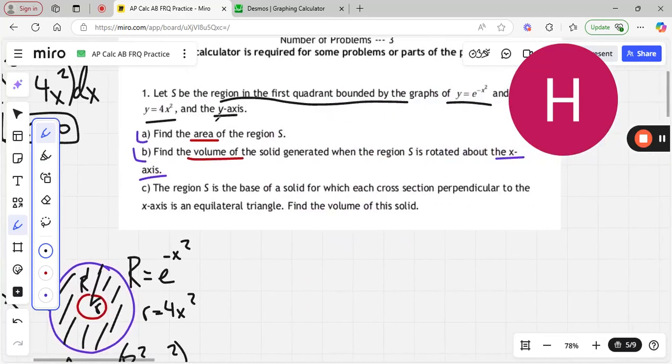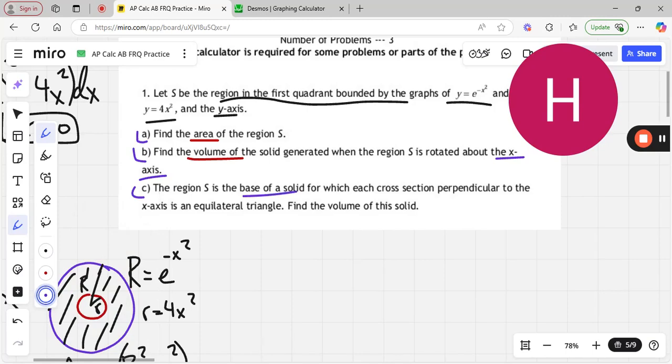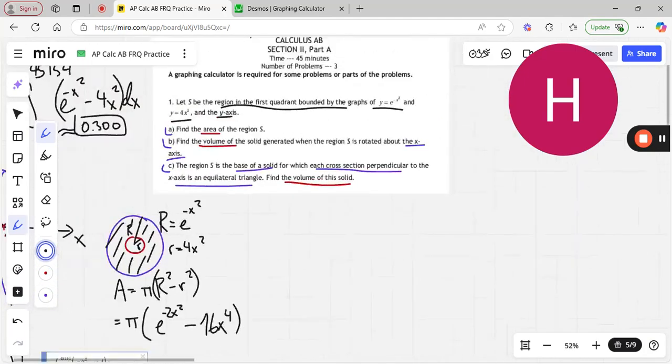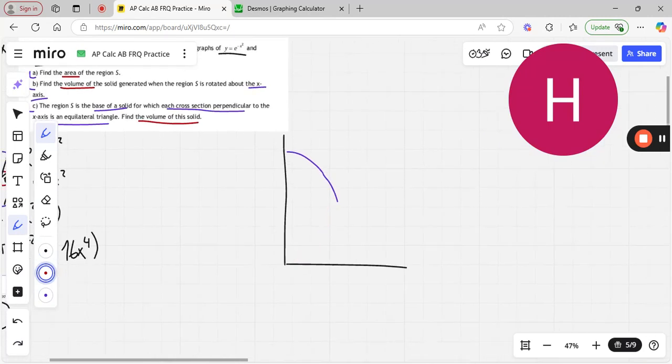Part C says if the region S is the base of a solid for which each cross-section perpendicular to the x-axis is an equilateral triangle, find the volume of the solid. So we're going to represent the region one more time. And what we have instead here is we're creating these, again, I'll try to three-dimensionalize it simply, but as best as possible, let's try to make those almost connect.